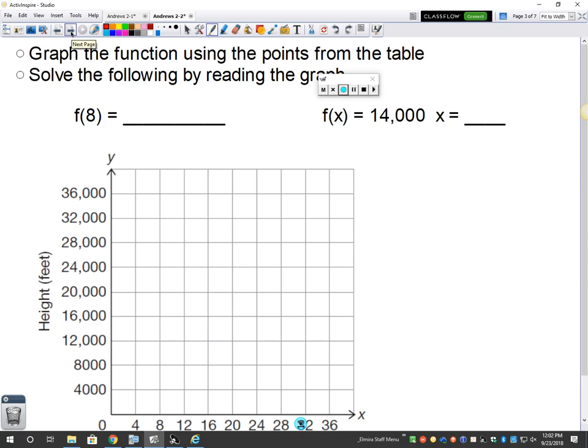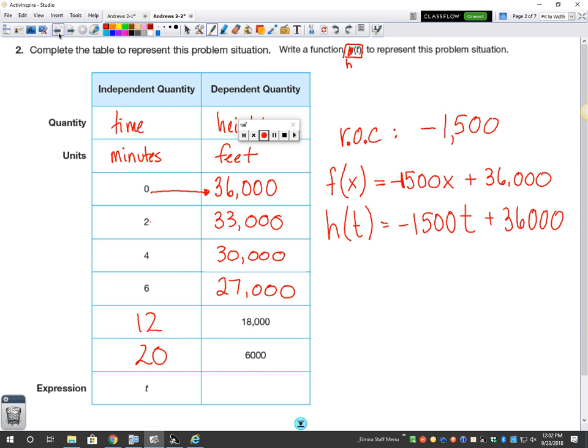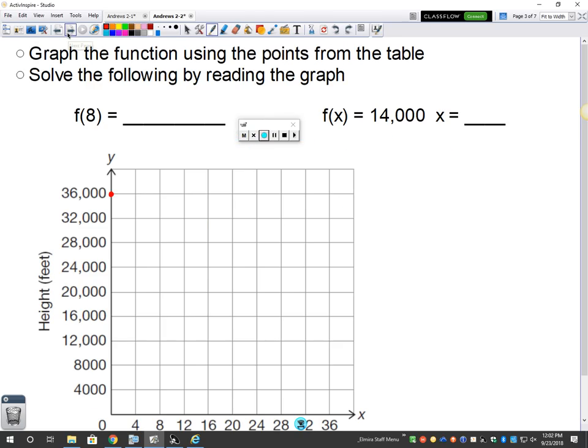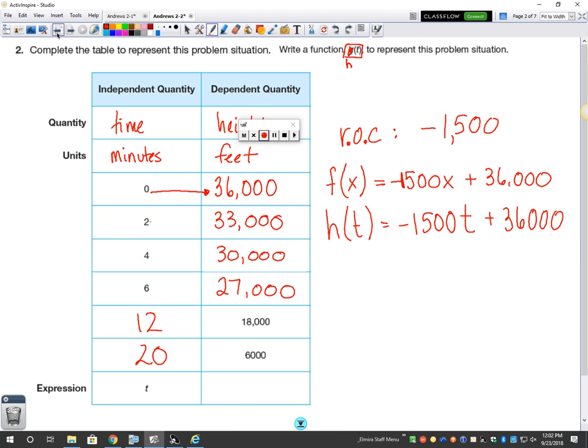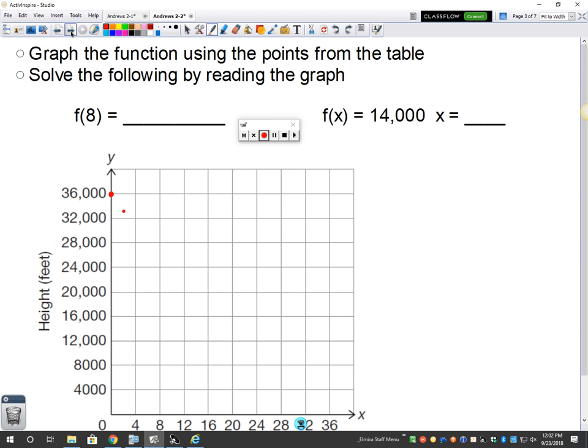Graph the function using points from the table. Okay, so I'm going to have to flip back and forth a bit here. So we started at 0 at 36,000 feet, so I'm going to draw a dot there. The next value from the table was 2 and 33,000. So 2 and 33,000. 4 and 30,000.